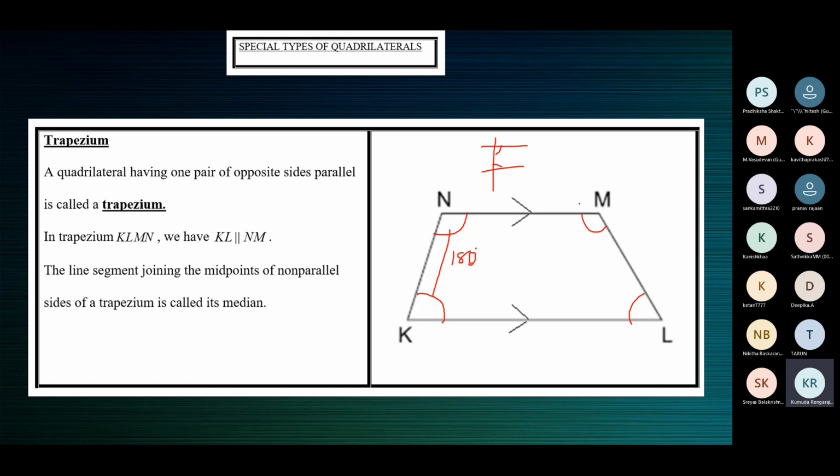So see here, this line NM is parallel to KL, and NK is a transversal. These are adjacent angles, they're next to one another. This pair of adjacent angles is supplementary. Here also, this pair of adjacent angles is supplementary because they're co-interior angles.